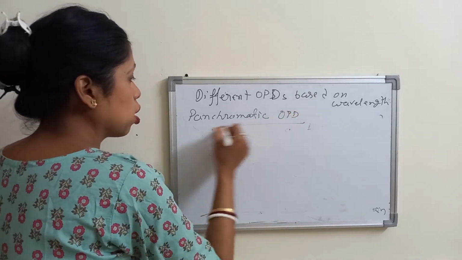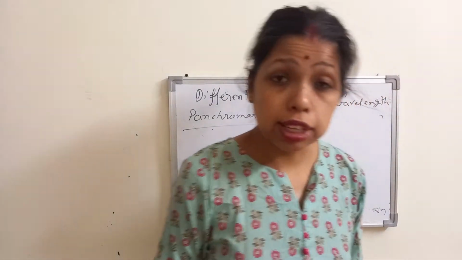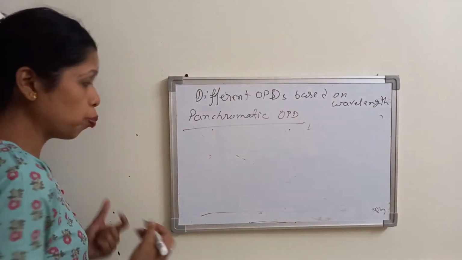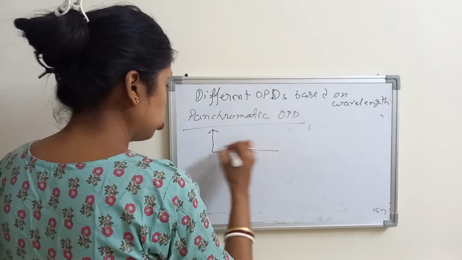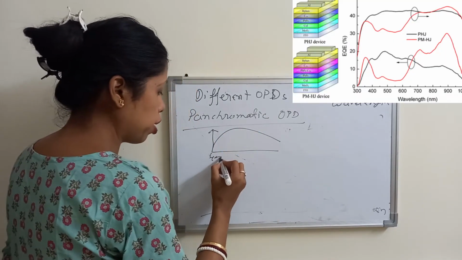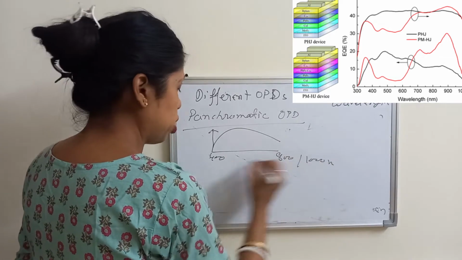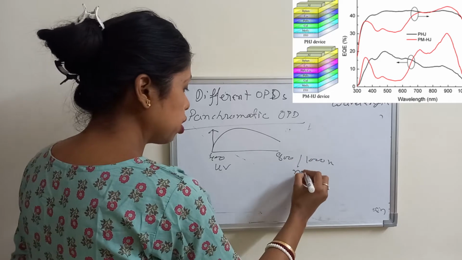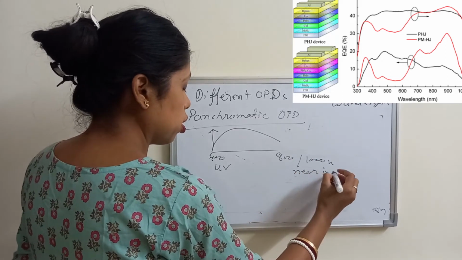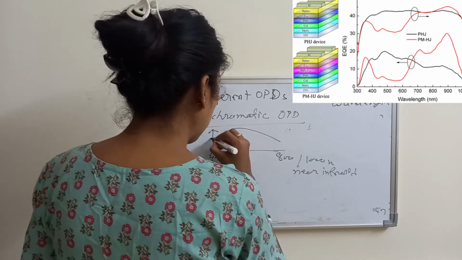Panchromatic OPD. This panchromatic OPD means we have to design an OPD which can give a broad spectrum response from 400 to 800 nanometer or 1000 nanometer, from UV to the near infrared region.